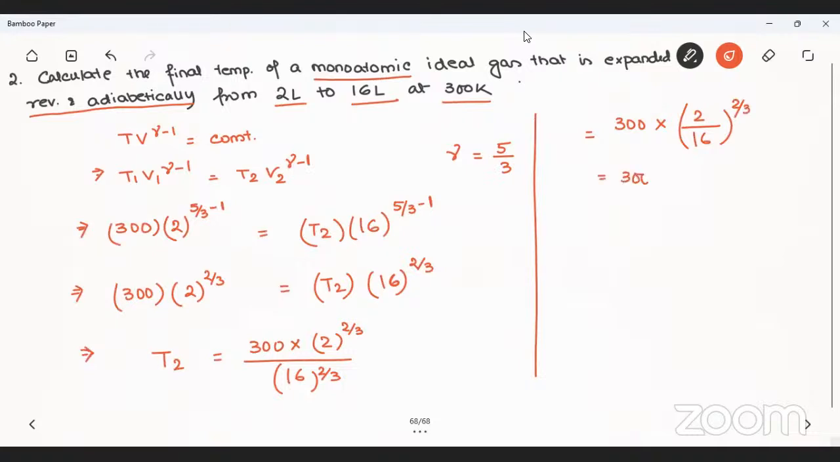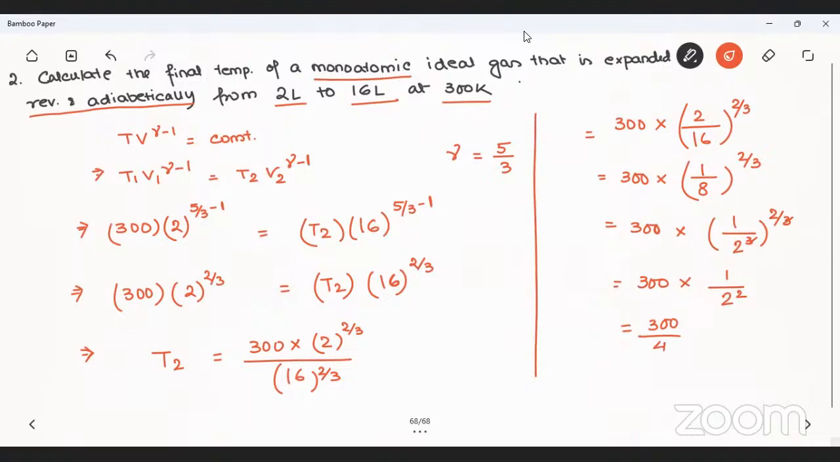So it will be 300 into 1 by 8 to the power 2 by 3, which is equivalent to 300 into 1 by 2 to the power 3 to the power 2 by 3. This 3 cancels out. So 300 into 1 by 2 to the power 2. So it is 300 by 4. You will get the answer in 75 Kelvin. Is this sum clear?